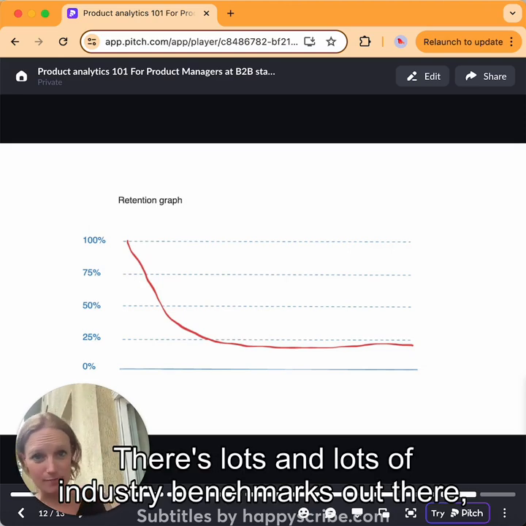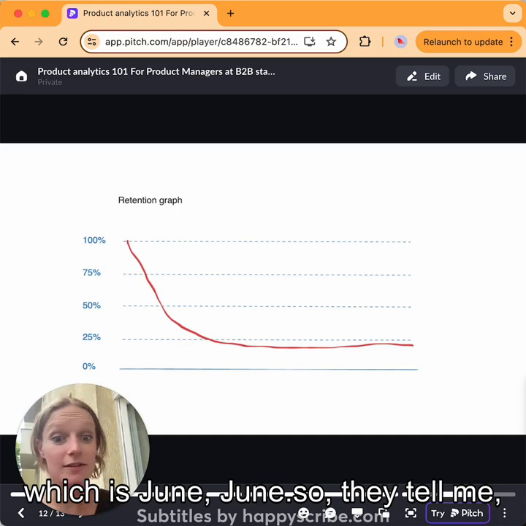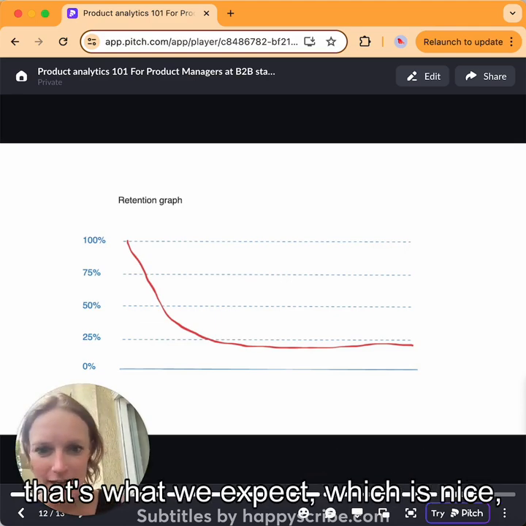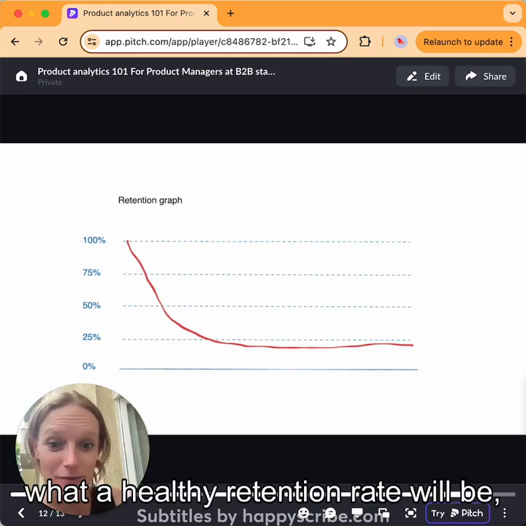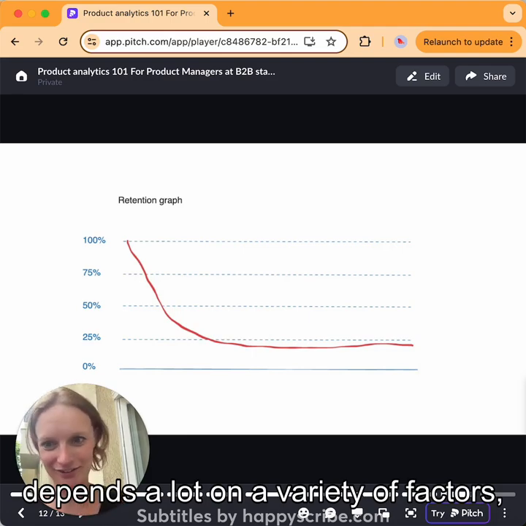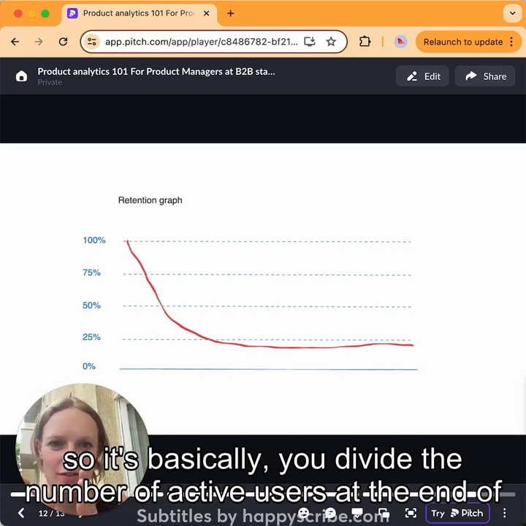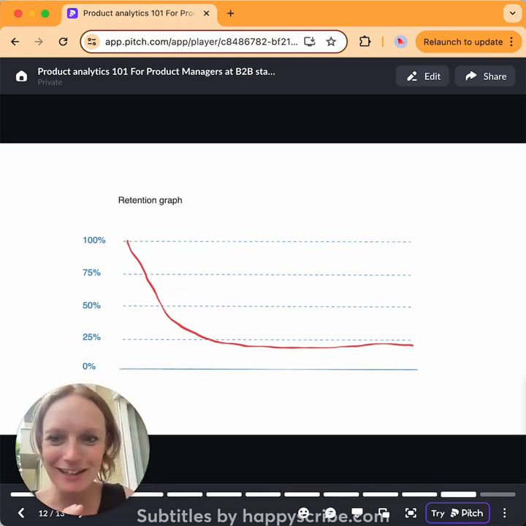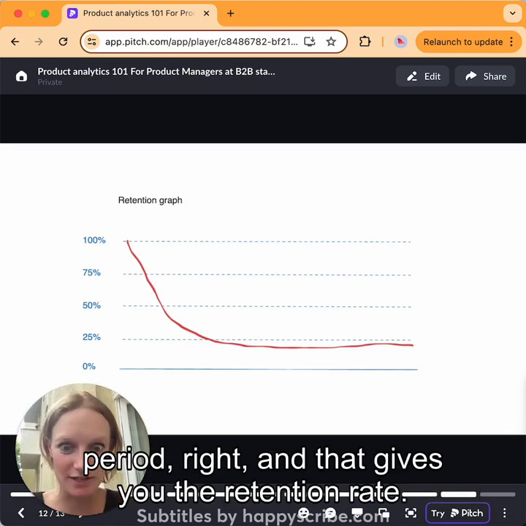There's lots and lots of industry benchmarks out there. When I look in my favorite product analytics tool for B2B SaaS, which is June.so, they tell me, for example, hey, you should flatten out at around 20%. That's what we expect, which is nice, which is helpful. But in reality, what a healthy retention rate will be depends a lot on a variety of factors. Because if you think about how you calculate a retention rate, you basically divide the number of active users at the end of a certain time period, which time period is up to you, by the number of users at the beginning of the time period, right? And that gives you the retention rate.